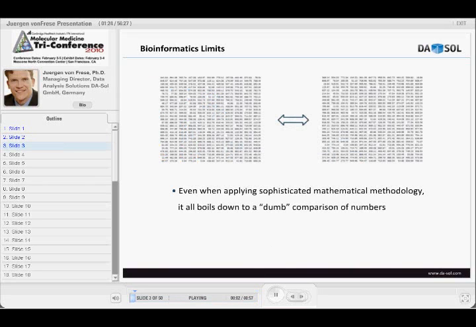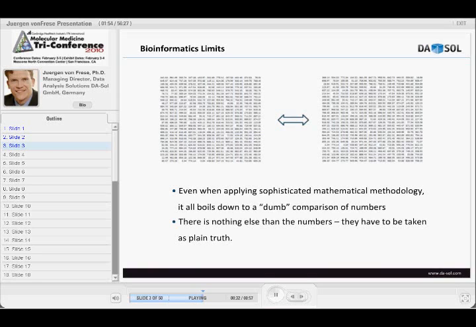But all bioinformatics can do is compare sets of numbers. We can compare responders to non-responders, for example. And it's actually kind of a dumb comparison. We're just having these numbers. We can just take these numbers as plain truth. All the complexities of running an omics lab, all the complexities of a biomedical study are gone at this stage. So there's nothing else than the numbers.